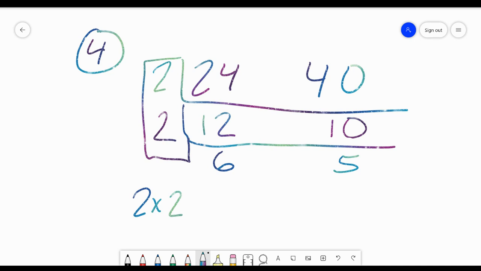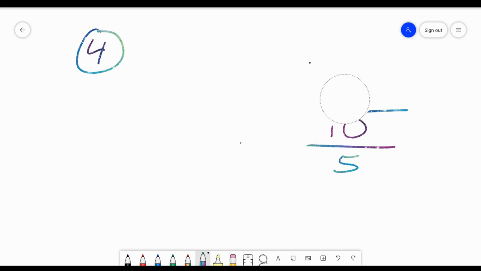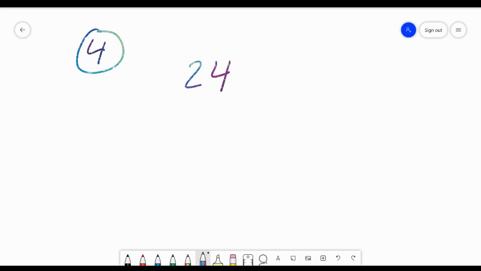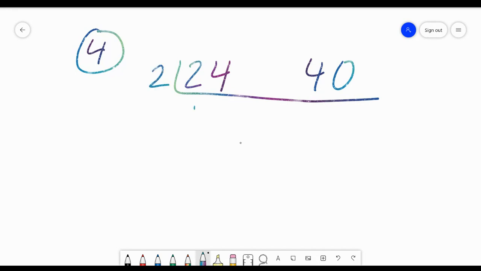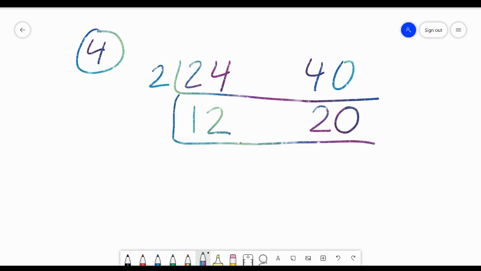Oh, you know what, kids? Hold on. Normally I'd probably recut this whole thing, but I made a little mistake. I wasn't paying attention there. So let me do that over again. We're going to just keep going, though. So we're going to divide by 2. 24 divided by 2 is 12. I was right about that. But 40 divided by 2 is 20. I said it was 10 before. Sorry. Now let's divide by 2 again. 12 divided by 2 is 6. 20 divided by 2 is 5.